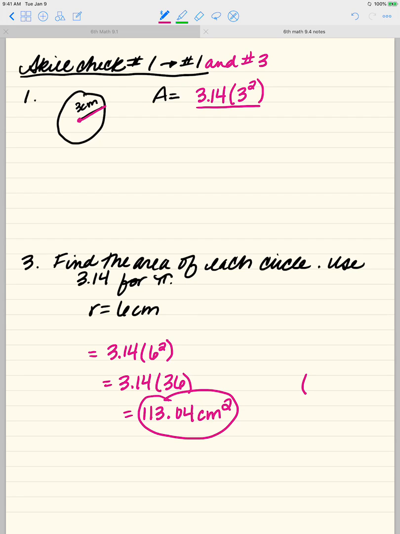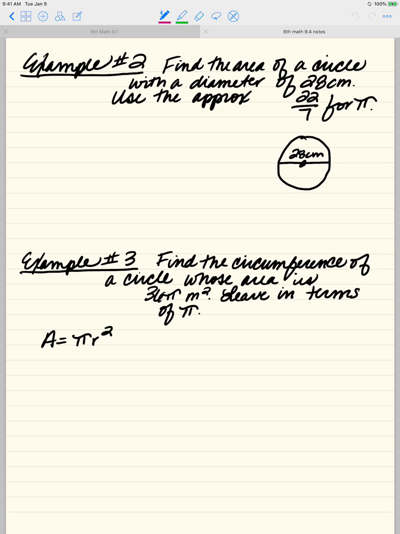If you want to tackle question number 4 in box skill check number 1, and you want to check and make sure you got the right answer, the answer to that is 19.625 meters squared.